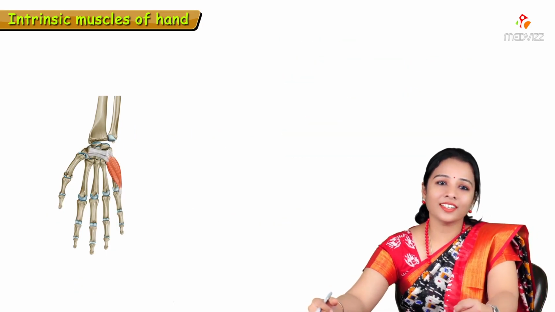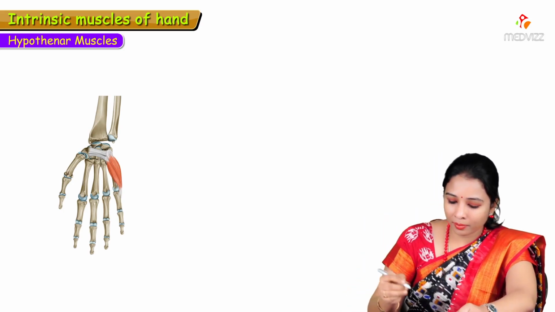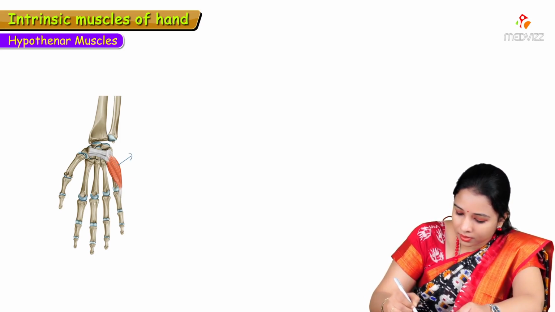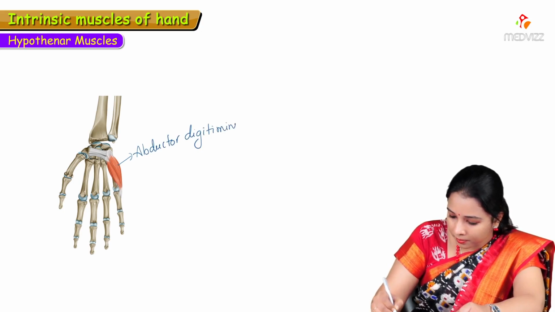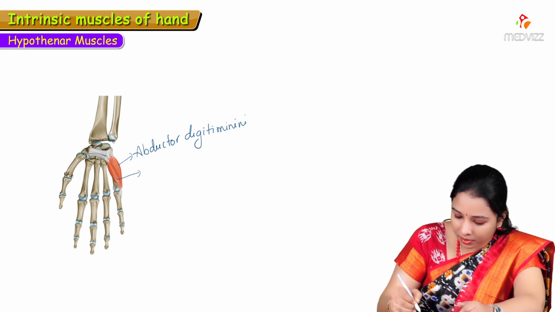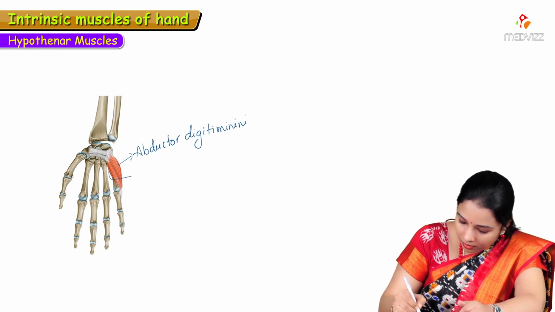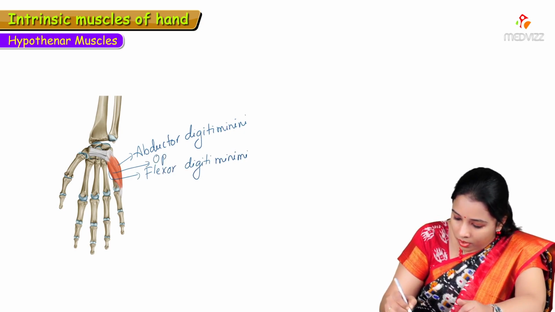So continuing with the next group of muscles, the hypothenar, meaning this side towards the little finger, are the hypothenar muscles, and there are three hypothenar muscles. Abductor digiti minimi, the most lateral one. Digiti minimi means little finger. Then is the flexor digiti minimi, the most medial one, and the one which is sandwiched between these two is opponens digiti minimi.